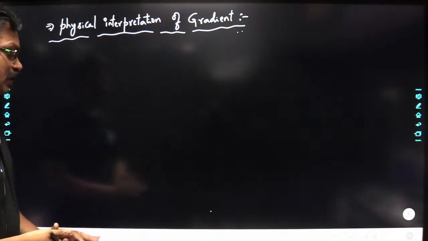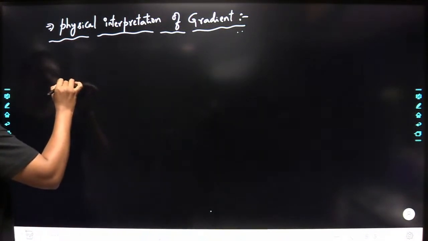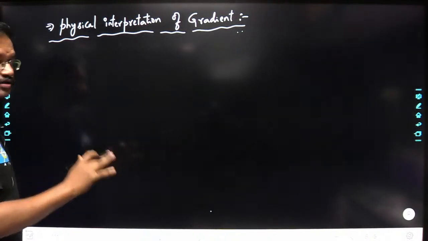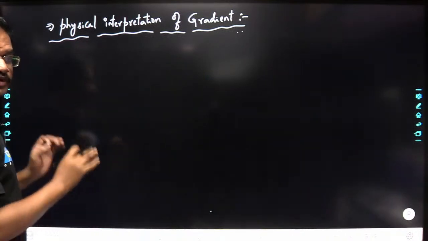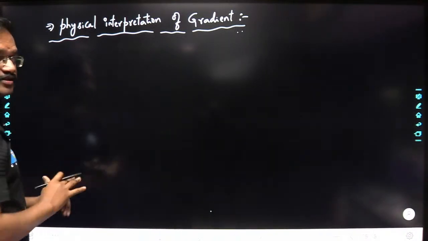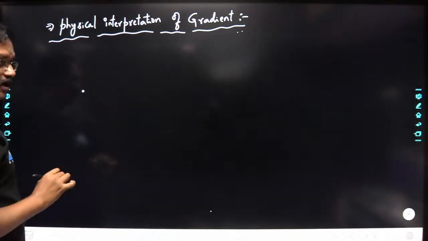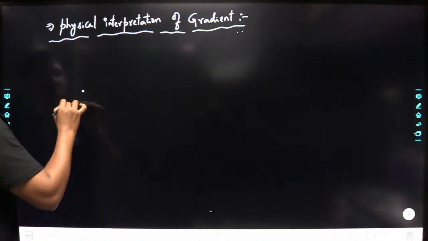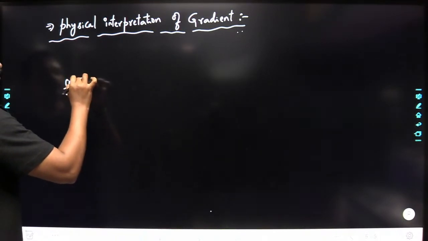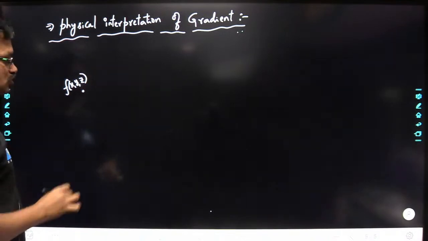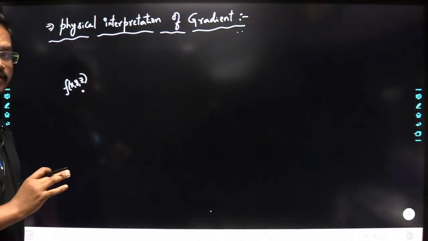Let us consider a point here. Let us assume some scalar function is distributed in this region. At this point I am considering the function, let us say f of x comma y comma z.